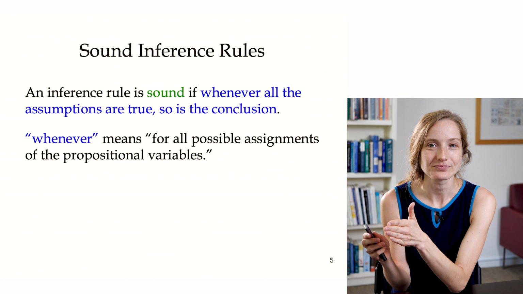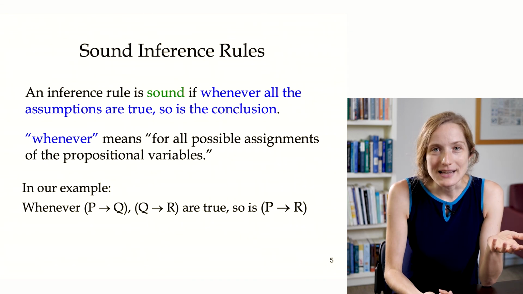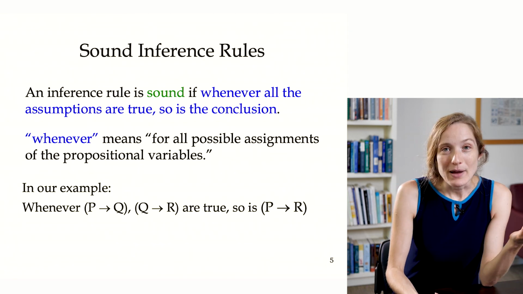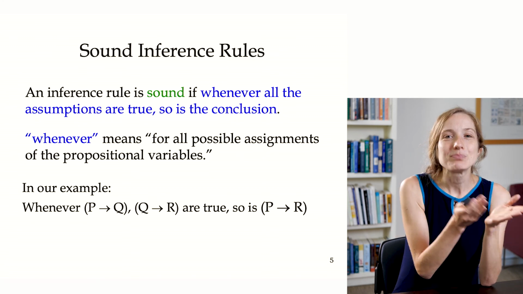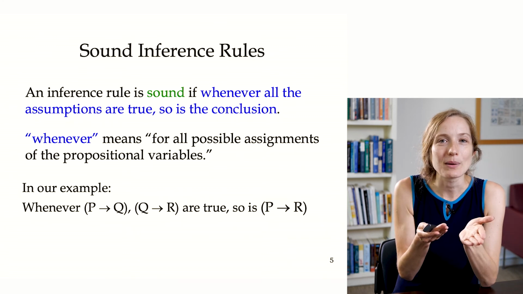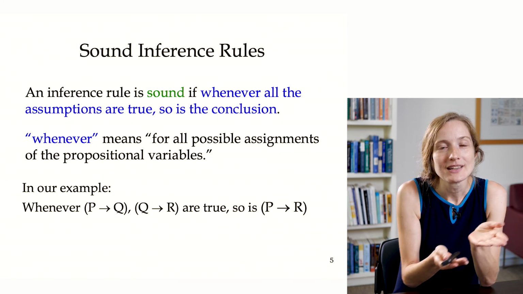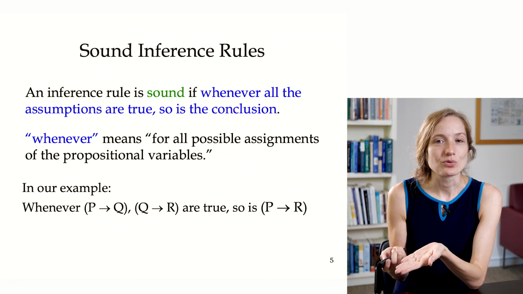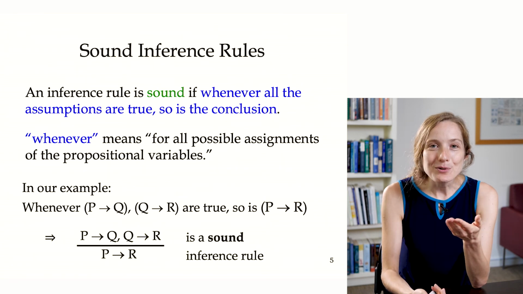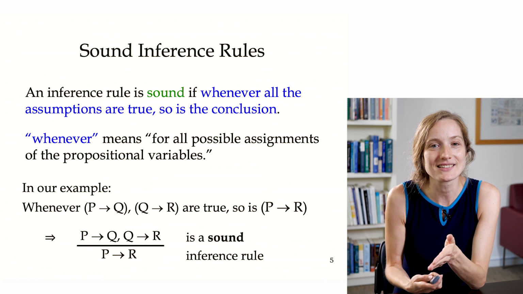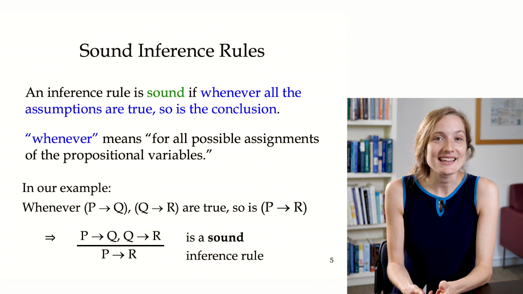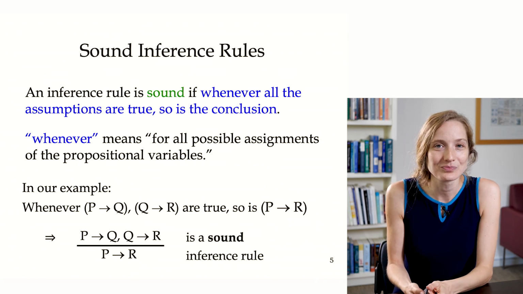then also it must be that the conclusion is true in that row as well. So for example, going back to the previous slide, is it the case that whenever P implies Q and Q implies R are both true, P implies R is true as well? If you go through, I recommend you do this as a mini exercise, you'll see that yes, this is a sound inference rule.